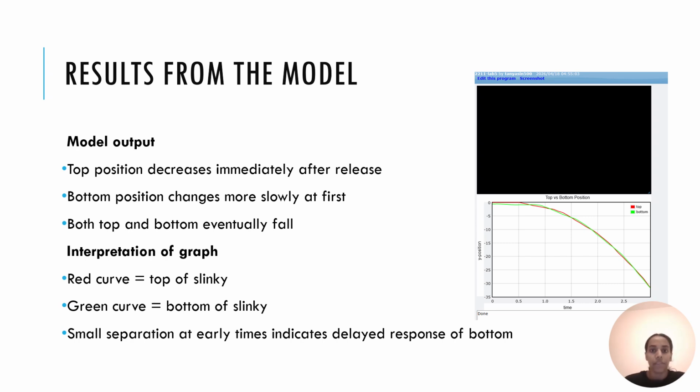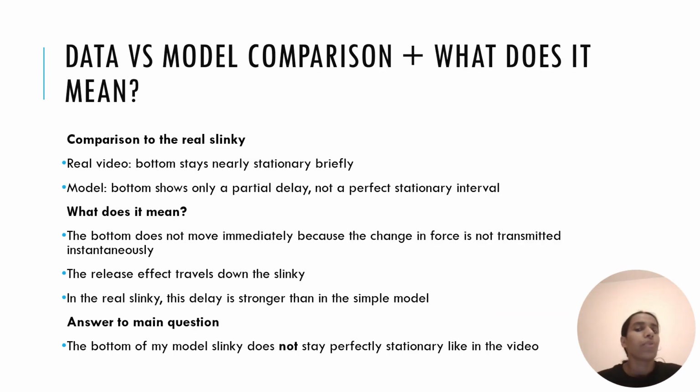captures the observed effect. Comparing the model to the real Slinky, the real video shows the bottom remaining nearly stationary for a short time, while my model shows only a partial delay. This means the model captures the idea that the change in force is not transmitted instantly through the Slinky, but it does not reproduce that effect perfectly. Physically, the bottom does not move right away because the forces there remain close to balanced until the disturbance from the top reaches it. So the answer to my main question is no. In my model, the bottom does not stay perfectly stationary like in the real video.